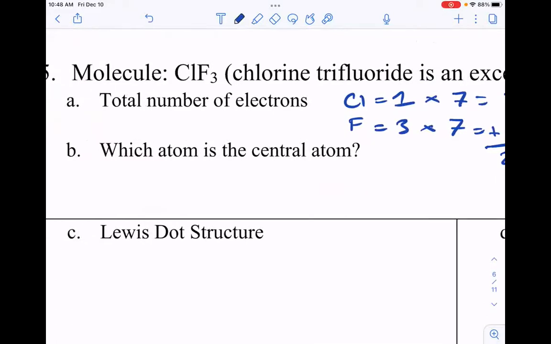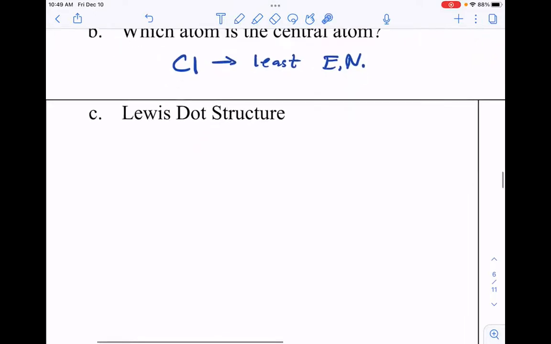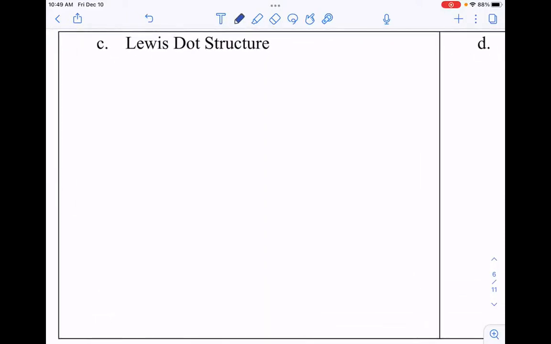Chlorine. For what reason? It's the least electronegative. Good. So you just need one justification. You don't need both. If you guys are going through electronegativity, then that's okay. We know that if you look at our electronegativity table, fluorine is the most electronegative, so anything outside of fluorine is going to be the least. So with that said, we're going to do chlorine right in the middle, and then we're going to surround it with 3 fluorines.